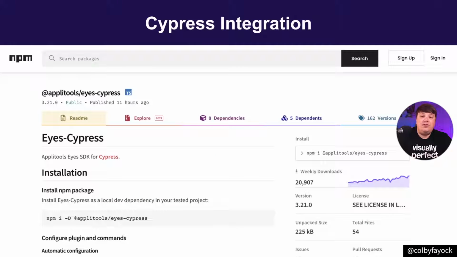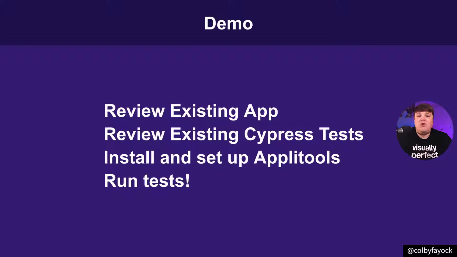So to do this, you can use the Applitools Eyes Cypress SDK. It's an NPM package, which makes it easy to install right inside of your existing project. And to see how this all works, let's run through a quick demo of adding Applitools to some existing Cypress tests. So here's what we're going to go through.